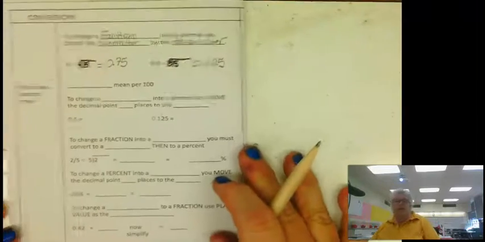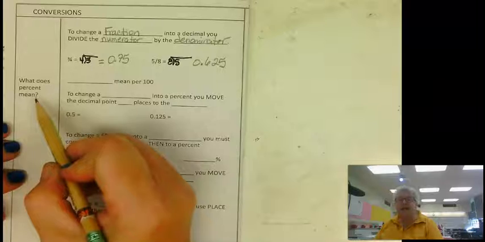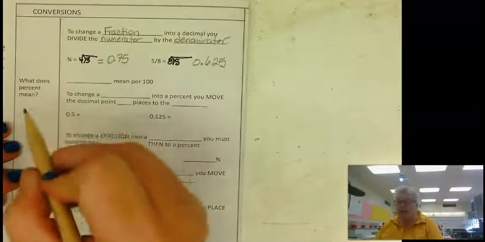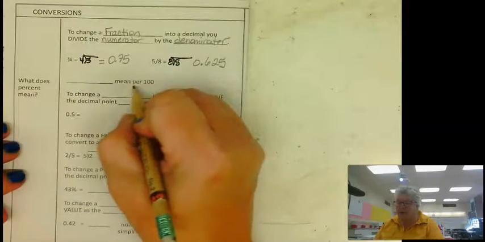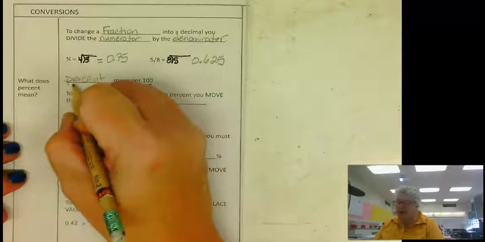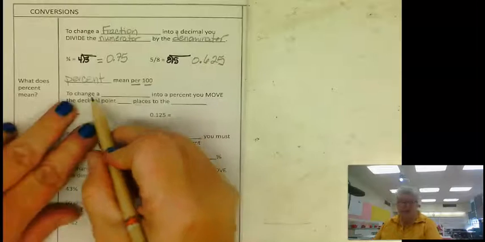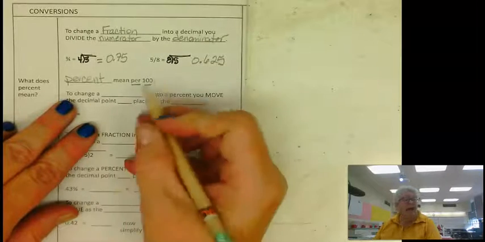Now, when we're talking about percents, I need you to understand what the word percent actually means. All right? Percent means per 100. Okay? So percent, because it's per cent. How many cents are in a dollar? 100. Okay, because a penny is 1 cent. That's where we get the word percent, per 100. Cool, eh?